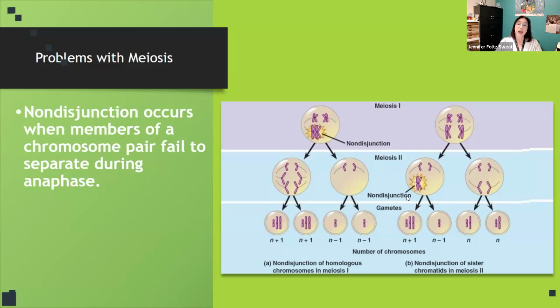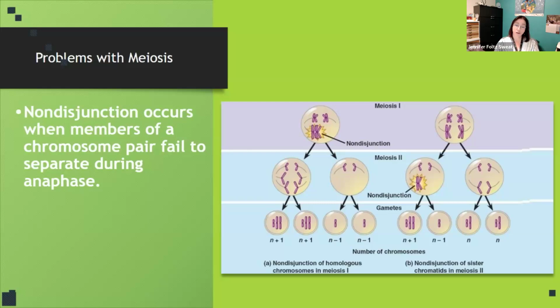Now, you can also get non-disjunction during meiosis 2. And so what occurs here is sister chromatids do not separate. So in one daughter cell, you have the normal number, right? Because in this one, the sister chromatids did separate, so you get your normal gametes. But in this one, sister chromatids did not separate. So you get an N plus 1 and an N minus 1.